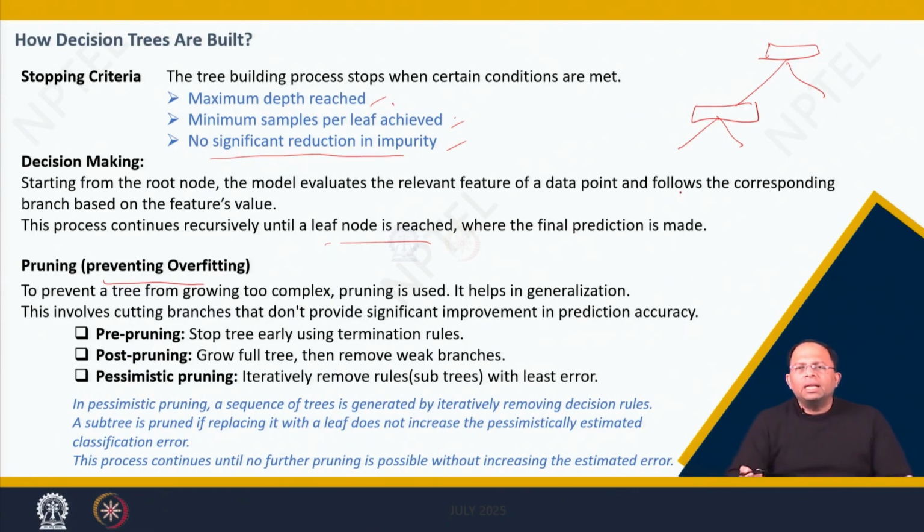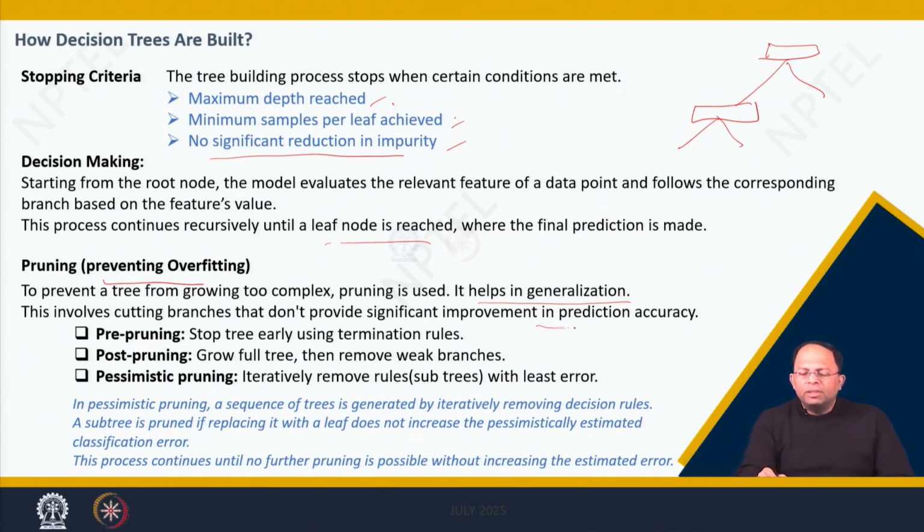That is, there is no other option than to consider it as a leaf node. But the problem is, if I keep on increasing these branches, there is a chance of overfitting. So that we have to prevent. To prevent a tree from growing too complex, pruning is utilized. It helps in generalization. This involves cutting branches that do not provide significant improvement in prediction accuracy.